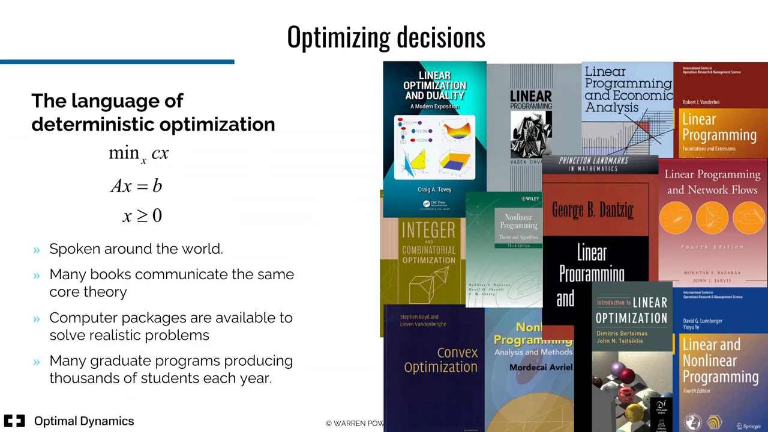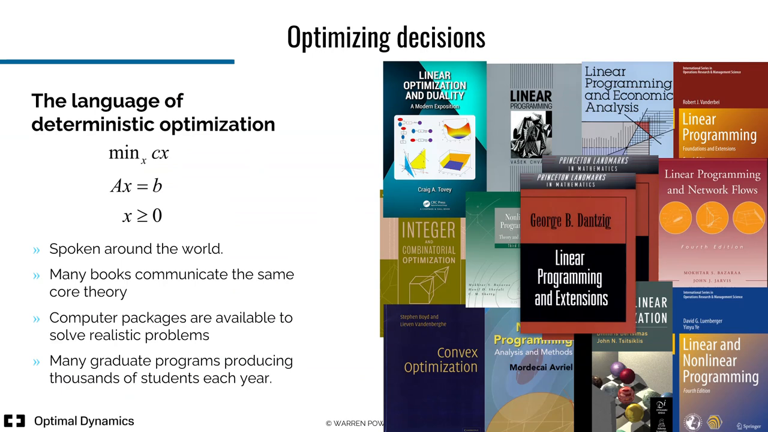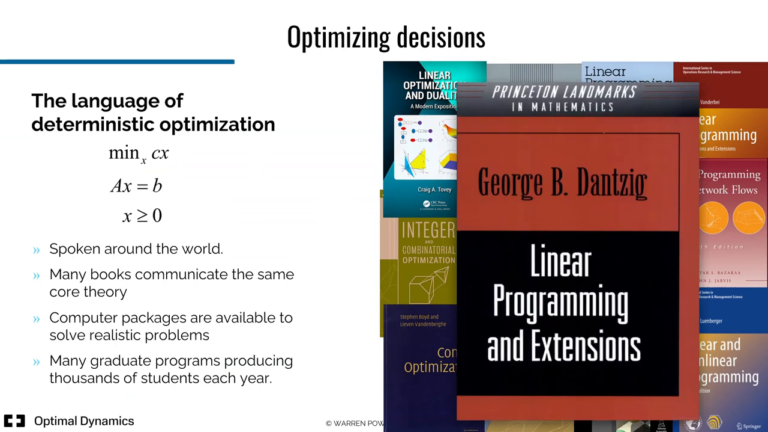Now, one of the features of deterministic optimization is that there's a mathematical language that everybody speaks. So no matter where you have learned this field, from any country in the world, you're going to learn this mathematics, and it's pretty much all due to the contributions of George Dantzig, who popularized this. So this language is spoken around the world. There are many books all speaking this, a number of computer packages. And if you need to hire this skill set, there are a few thousand graduate students graduating every single year with this skill set.